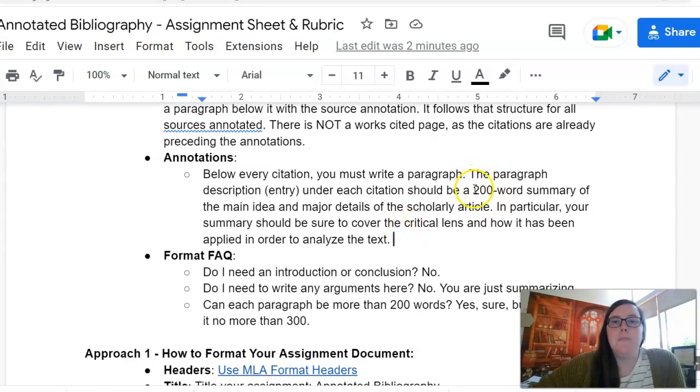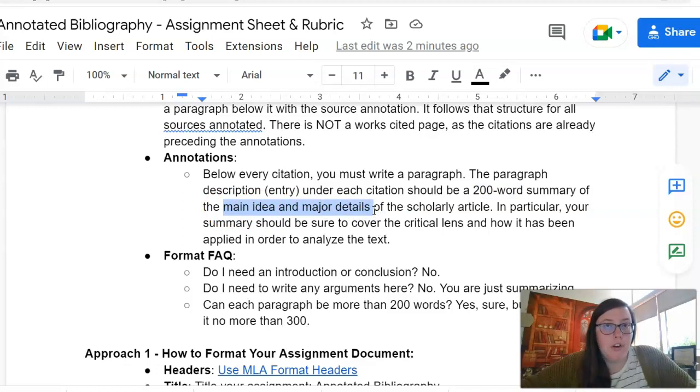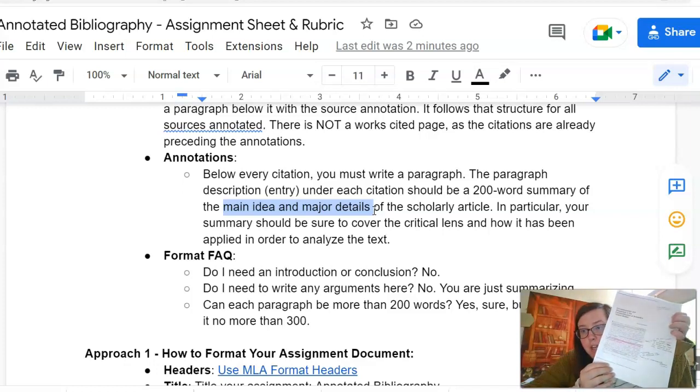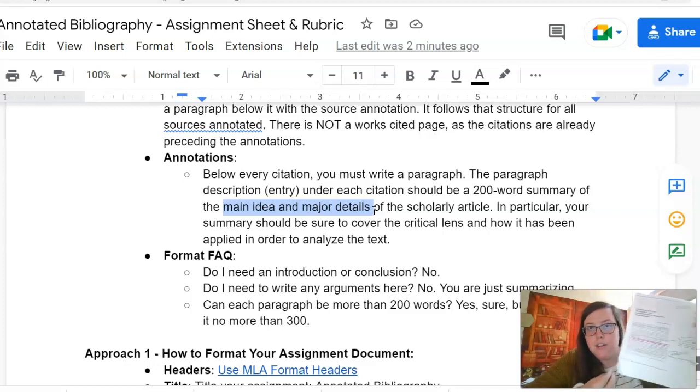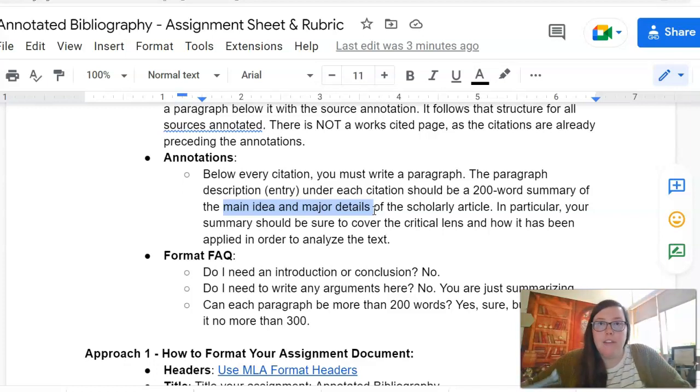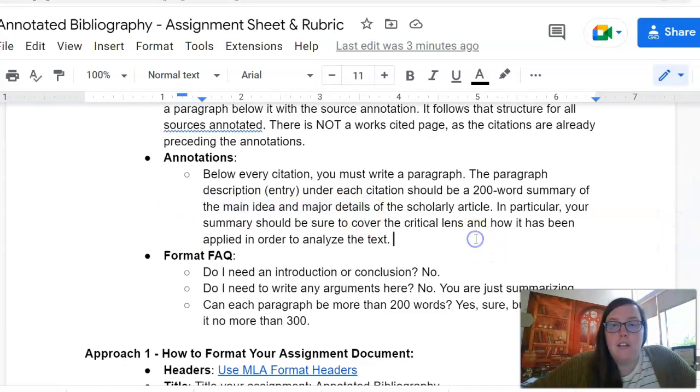Okay, your summaries should be around 200 words. Include the main idea and major details of the scholarly article. When you're reading your scholarly articles, I would encourage you to print them out so that you can mark on them. You can write comments in the margins, highlight important things. This will help you with those summaries because you can go through after you're finished and look at your notes, get a gist of what is the main idea of this article. Annotating heavy texts is the only way to get your own understanding of the density of that content.